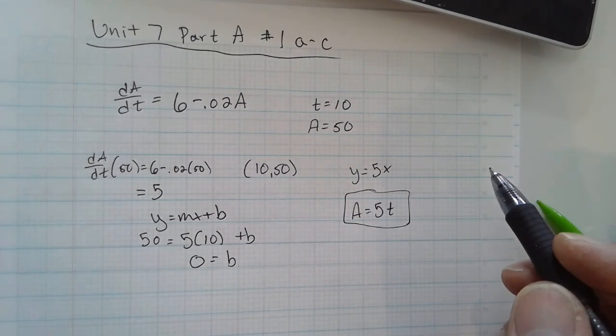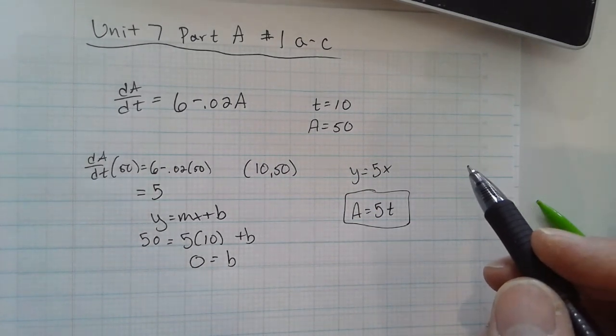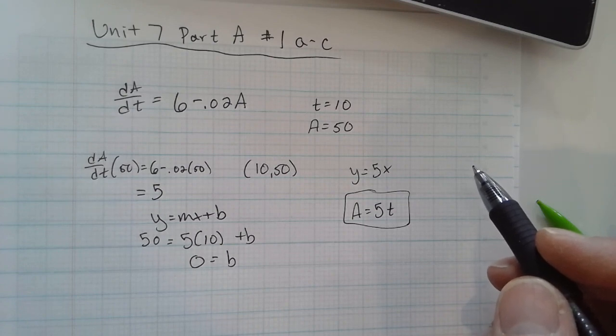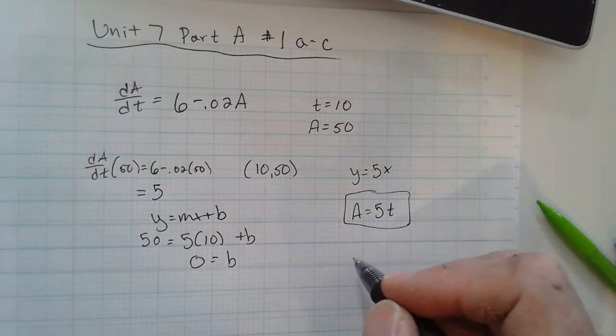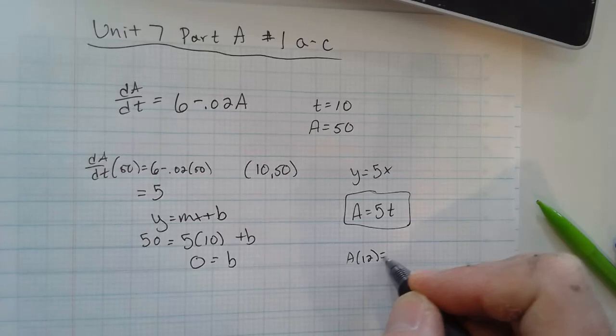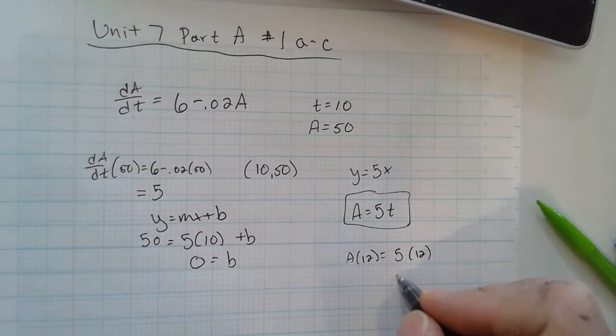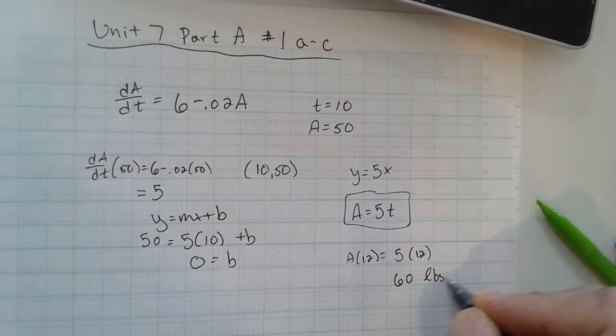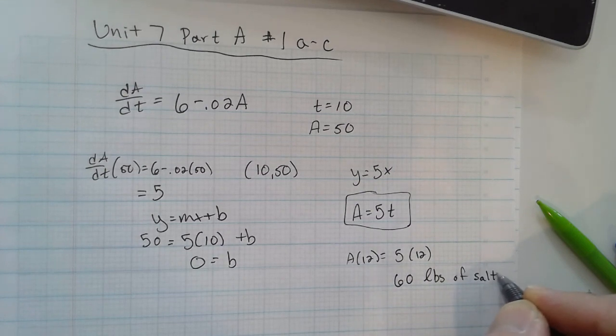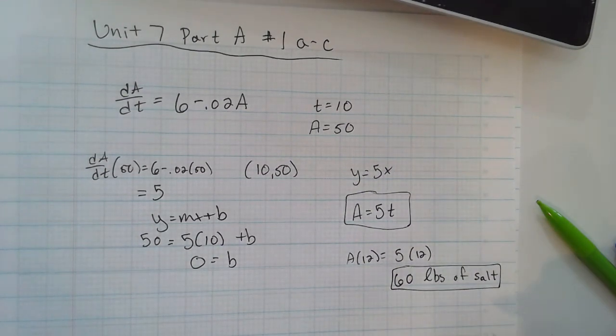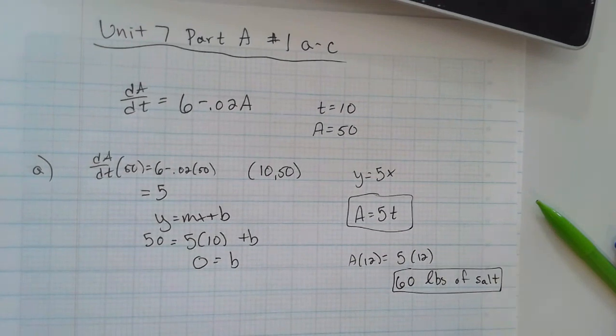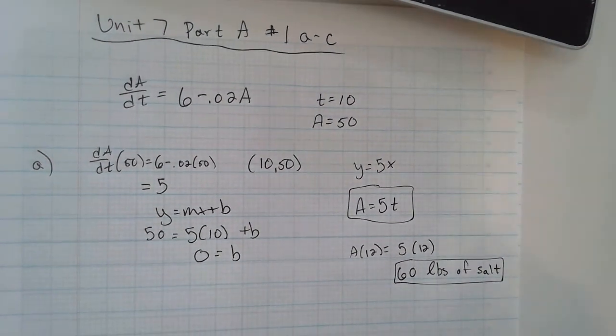Use the tangent line to approximate the number of pounds of salt. So find A when t is 12. It'd be 60 pounds of salt. And that would be part A. Part B.